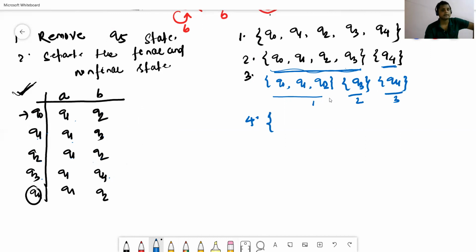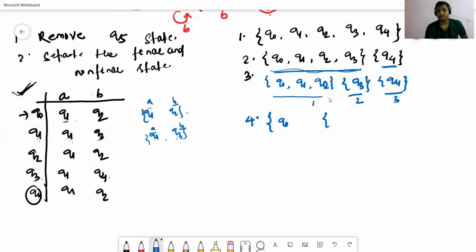Q0 reads A, it is Q1. Q0 reads B, this is Q2. Then Q1 reads A, so Q0 belongs to one state. Q1 reads B, that will be Q3. Both are non-final, but both states are completely different. It reads A, goes to Q1, but it reads B, goes to Q2, and it reads B, goes to Q3. Q2 and Q3 both are different.